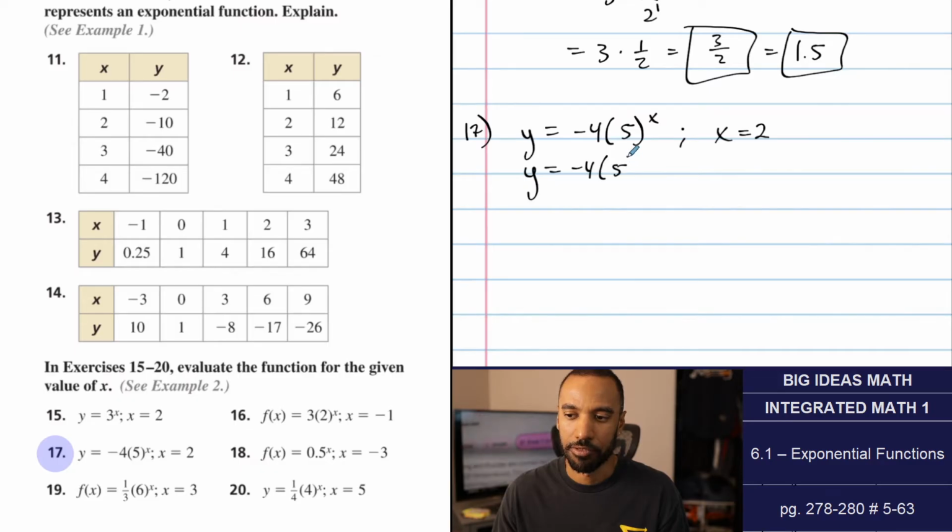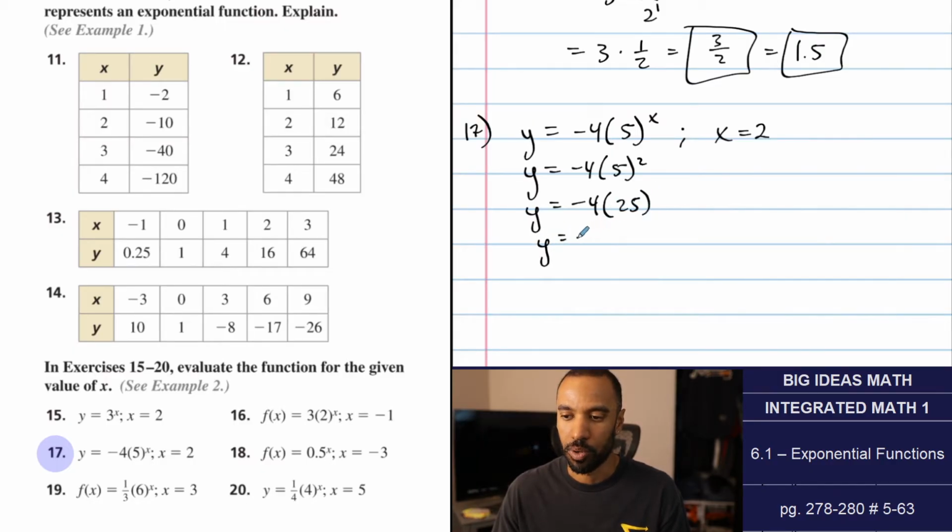So negative 4 times 5 squared, once again, order of operations takes place. I got to do 5 squared first, which is 25. 5 times 5, not 10. And negative 4 times 25 is then negative 100.